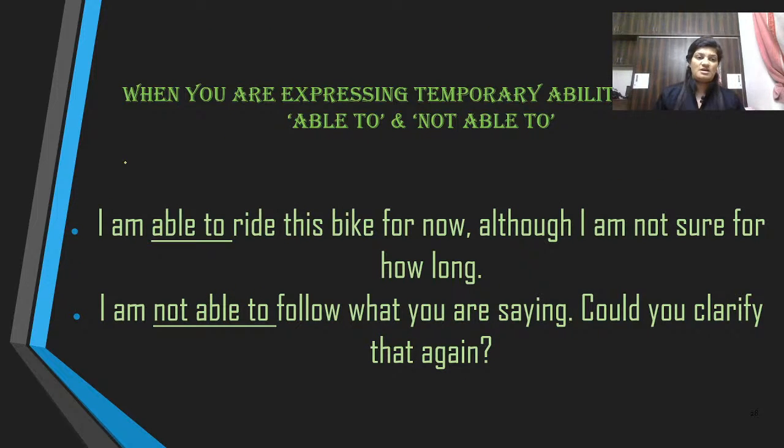Now let us talk about the other usages, semi-modals, which are when you are expressing temporary ability, you use able to or not able to. Temporary ability, like I am able to ride this bike for now, although I'm not sure for how long. At the moment, I'm able to, but the bike is running really well. I think I need to buy a new bike. Any moment I might have to drop this bike and I'll have to take something else. So able to, speaking about a temporary ability.